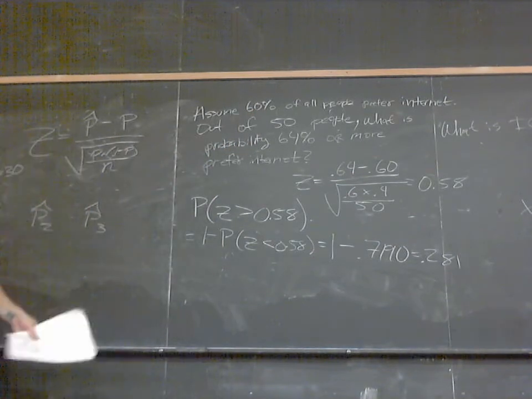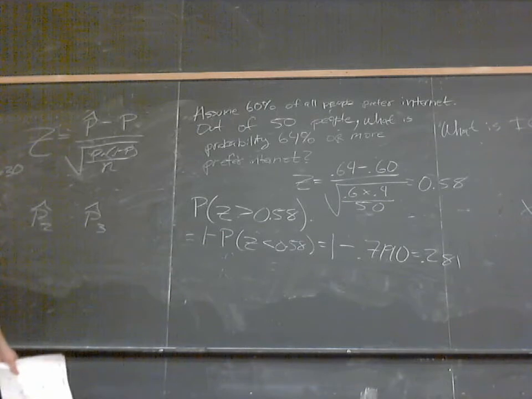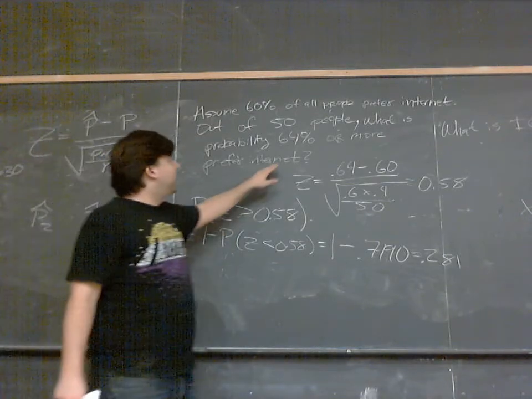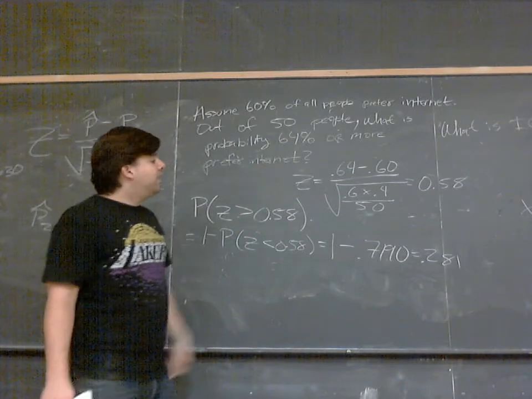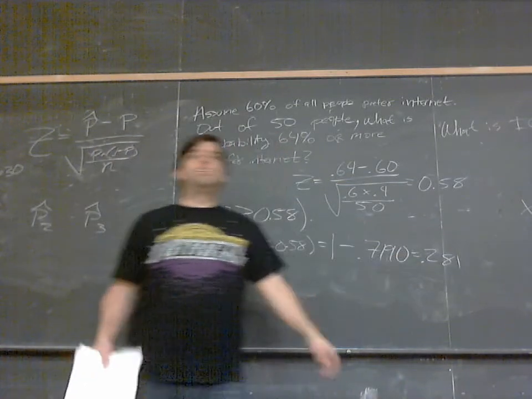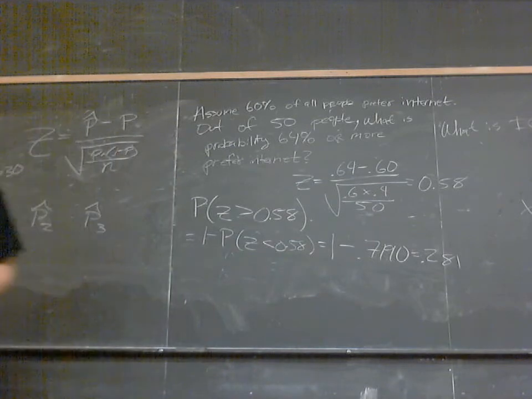In any sample, I expect 60% of people prefer the internet. But there's still some probability that I get an exceptional sample where 64% or more prefer the internet. There's roughly a 28% chance of that occurring. Questions there?